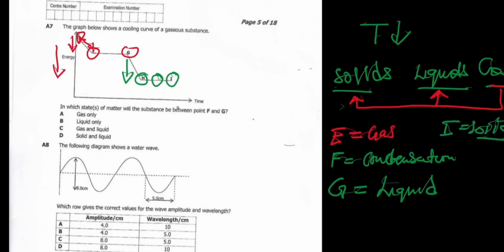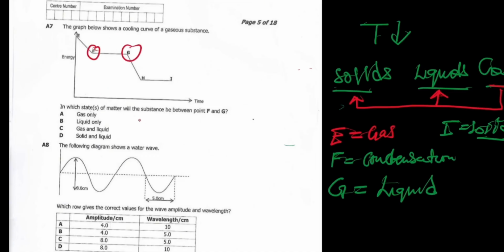So this is what is happening. The opposite of this is actually what we call the heating curve. Now, in which states of matter will the substance be between point F and G? So what would you say? Point F and G, we have this point and this point.